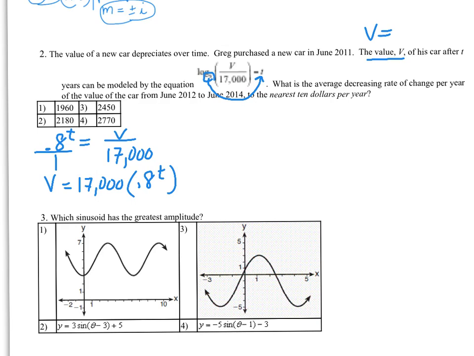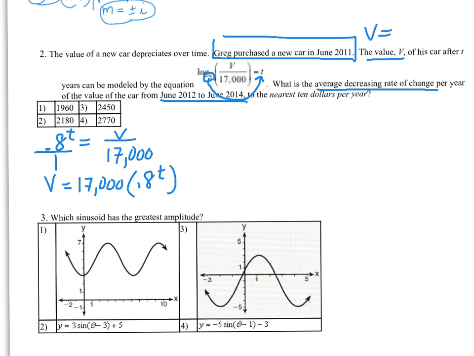It's asking for what is the average decreasing rate of change per year of the value of the car from June 2012 to 2014. Now, if you look at this, originally when this all started, it says that Greg purchased the car in June of 2011. So 2012 would be 1 year later, and 2014 would be 3 years later.